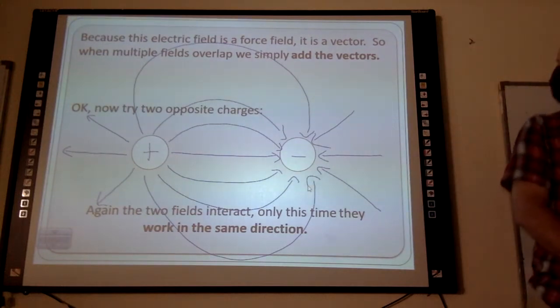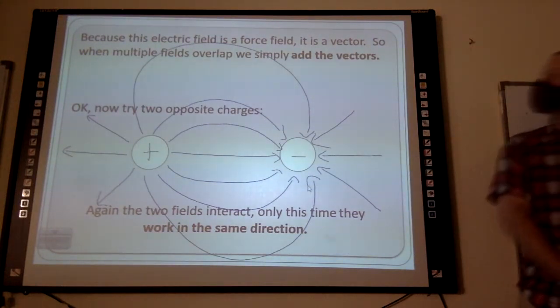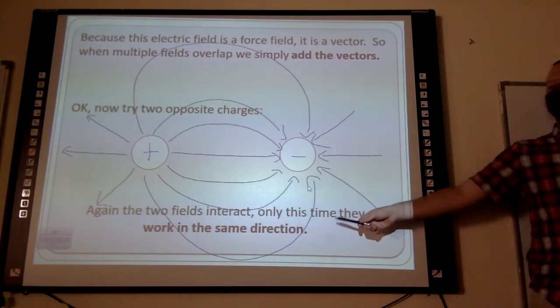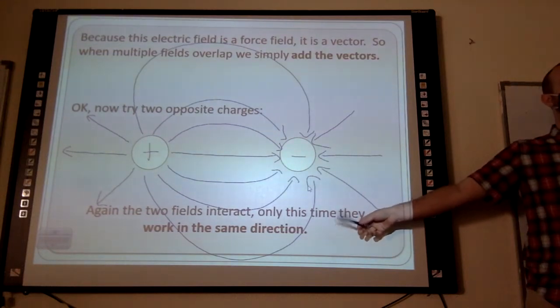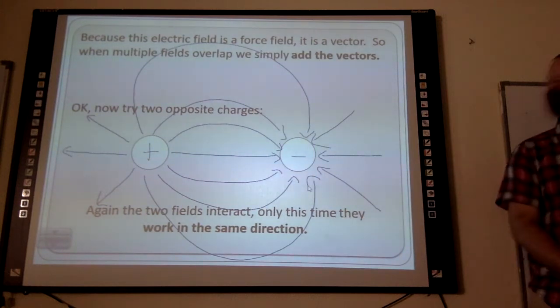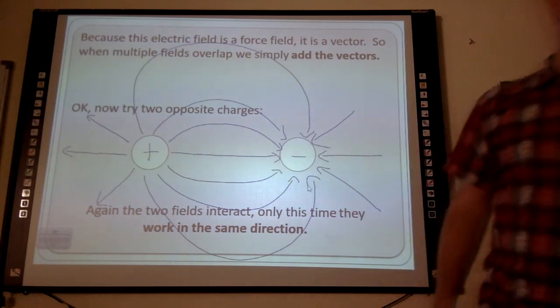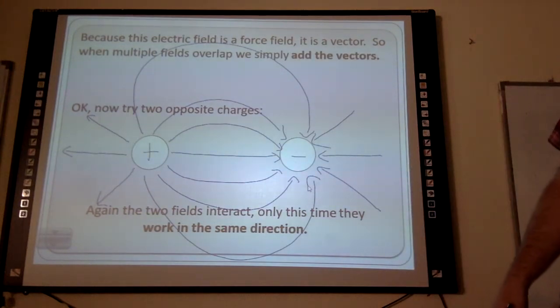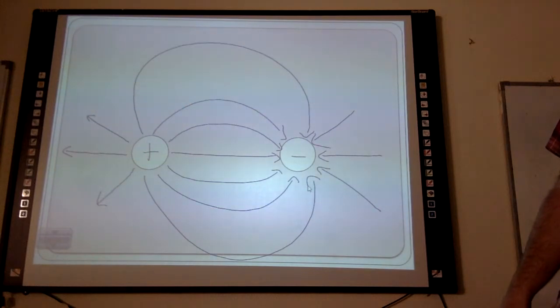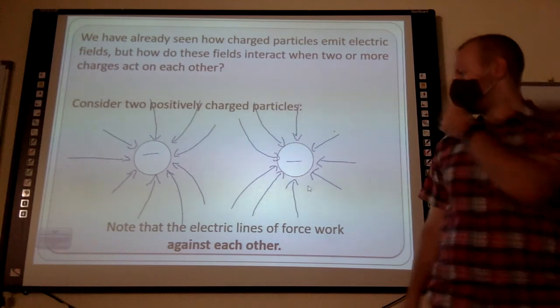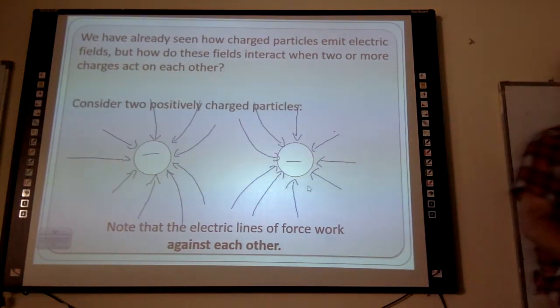So as these two fields interact, in this one they're working together. Are there spaces to write these on the notes? Yeah, okay. Did you get the one from the last slide, or did I go too quick? I can go back. So in this one, the two electric fields work together. In the last one, they're working against each other.